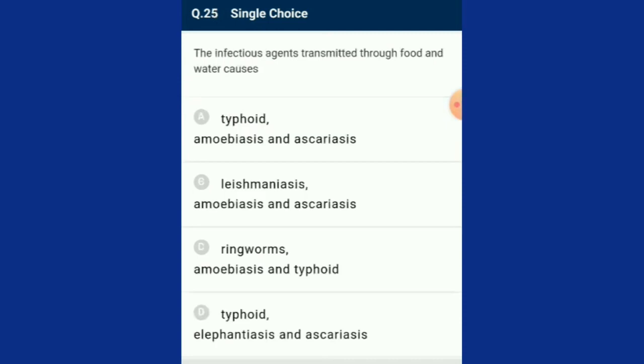Question number 25. The infectious agent transmitted through food and water causes typhoid. Infectious agents are transmitted through food and water, such as in typhoid, amoebiasis and ascariasis. The bacteria Salmonella typhi, the protozoan Entamoeba histolytica and the helminth Ascaris lumbricoides contaminate food and water.